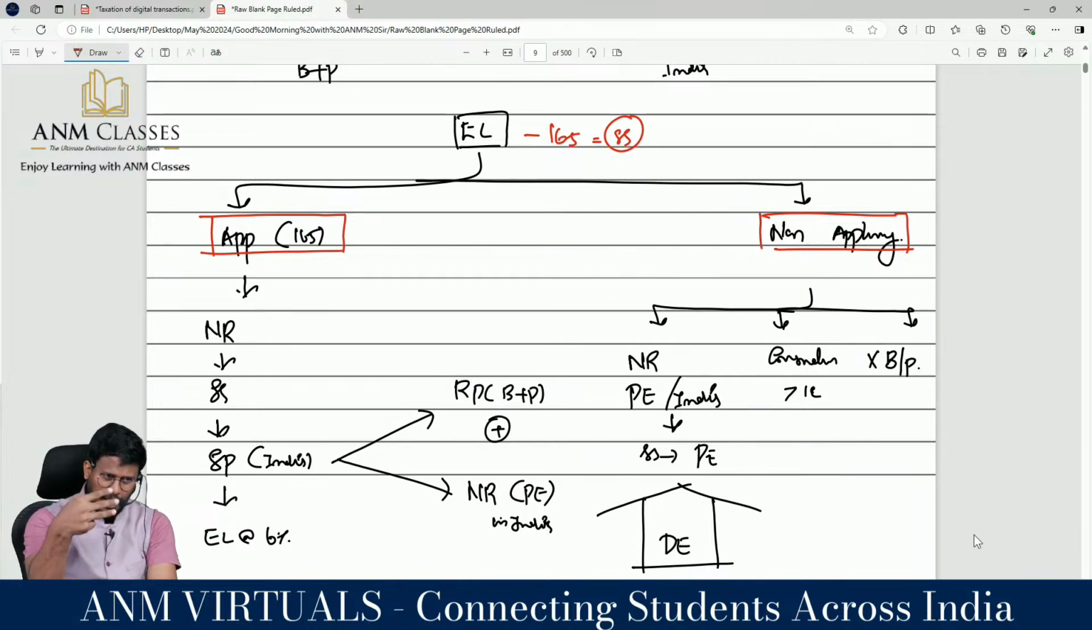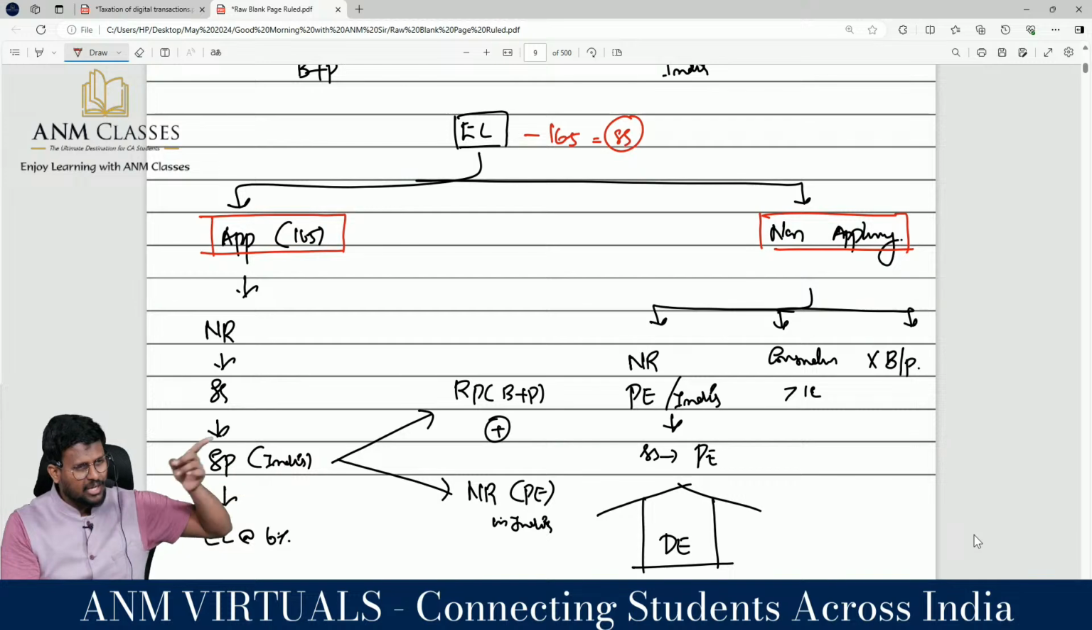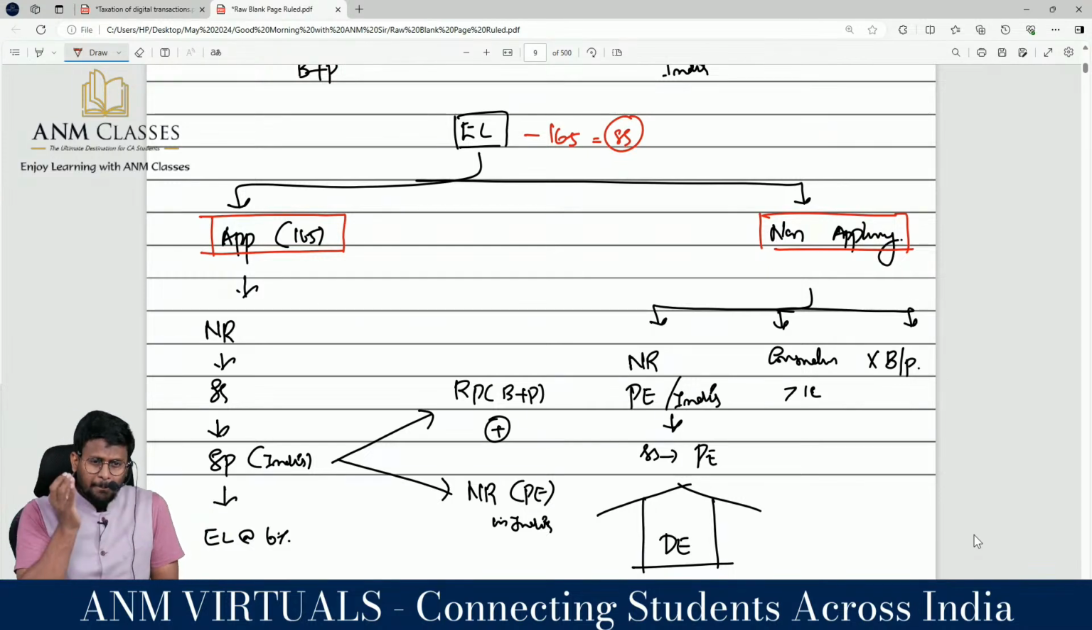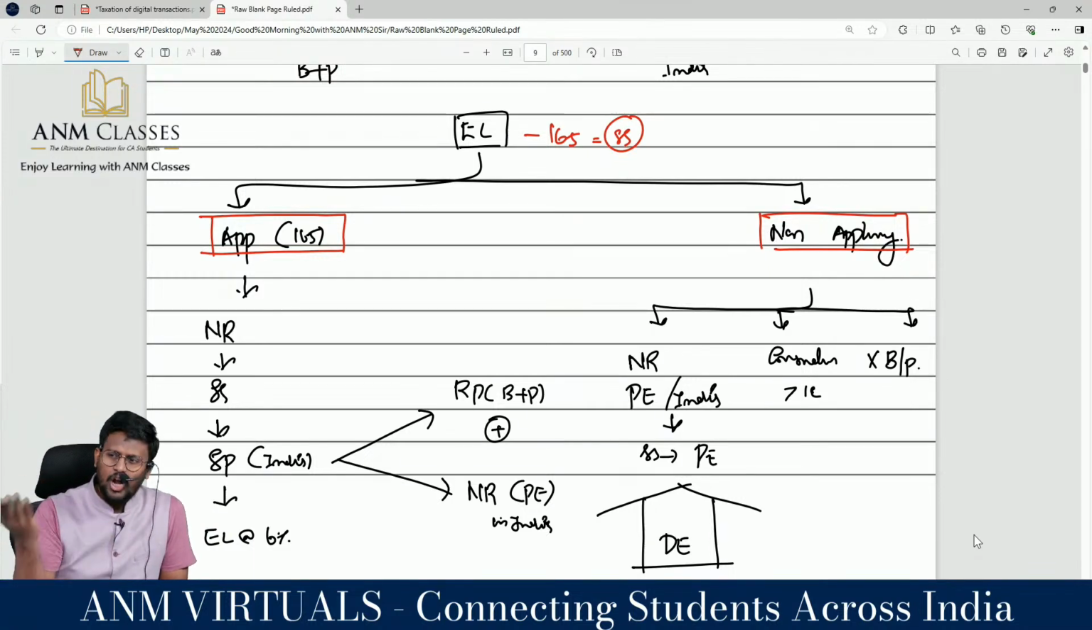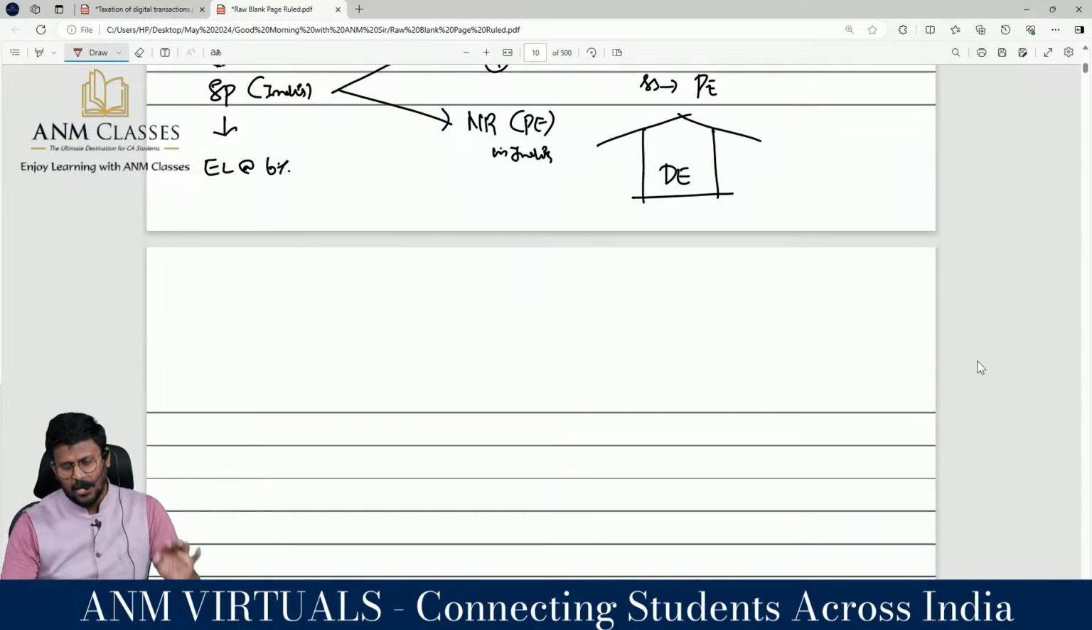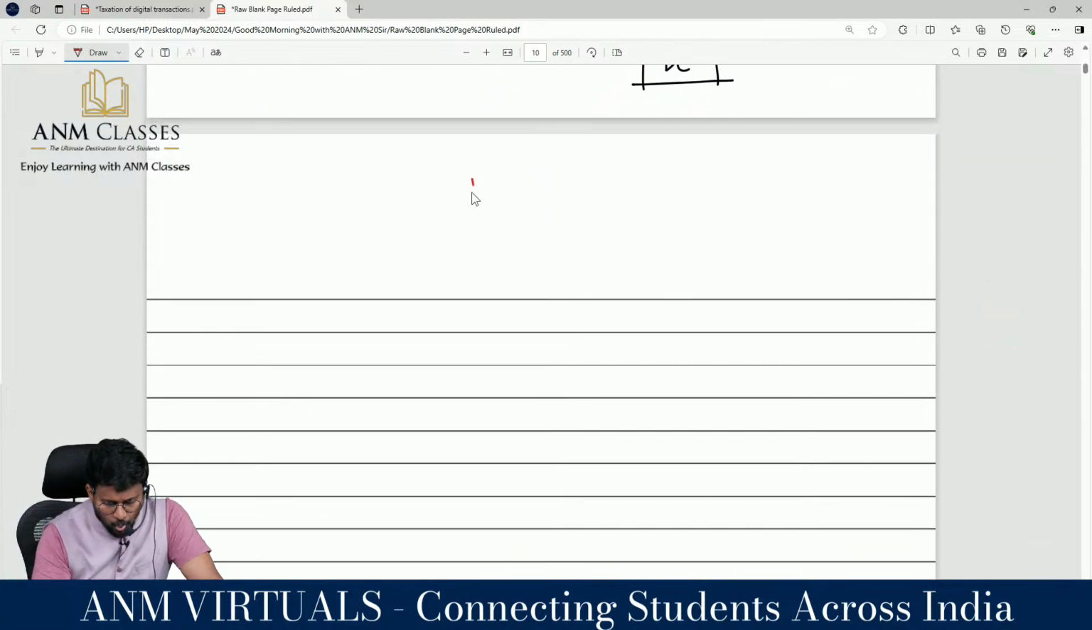Equalization levy will not be applicable if 3 conditions are satisfied, which are the ABC conditions, A, B, C. A stands for applicability. That means the non-resident has a permanent establishment in India and through that permanent establishment is providing the specified service. B stands for business or profession. It is not for the business or profession. C stands for consideration. Consideration has not exceeded 1 lakh. This is the applicability and non-applicability of 165.